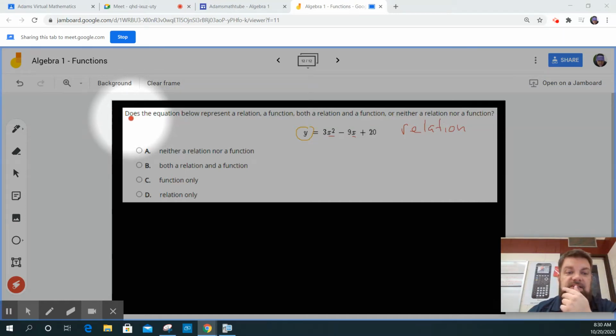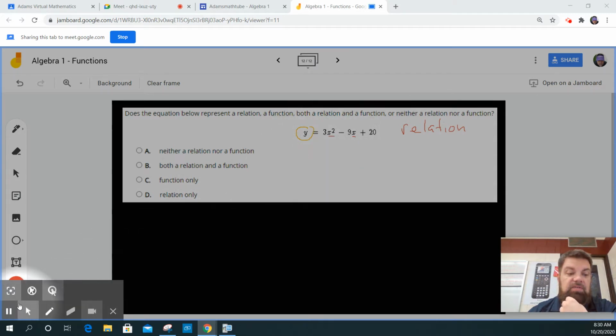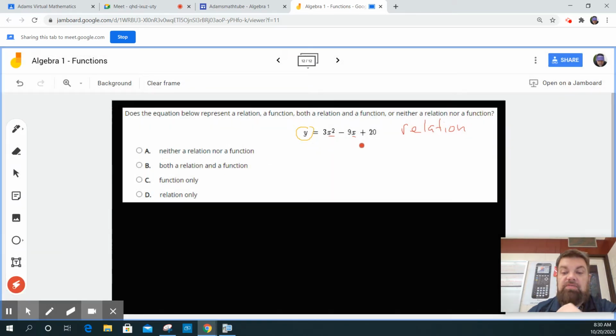So this one says, does the equation represent a relation, a function, or both a relation and a function, or neither a relation nor a function? Well, I can tell you right now it's a relation because I have y equals, and then on the other side of the equation, I have a bunch of x's. So there's definitely a relationship between the value of x and the value of y. In other words, y is dependent upon the value of x.